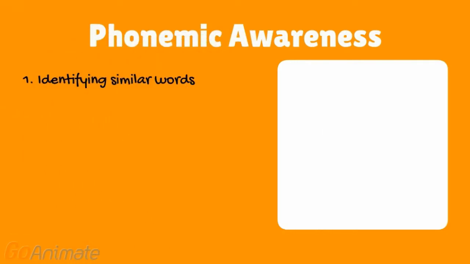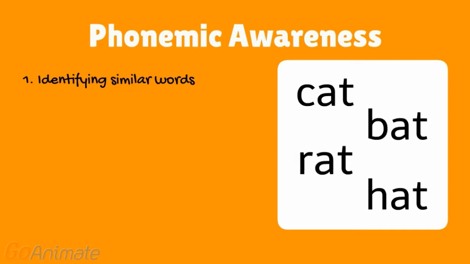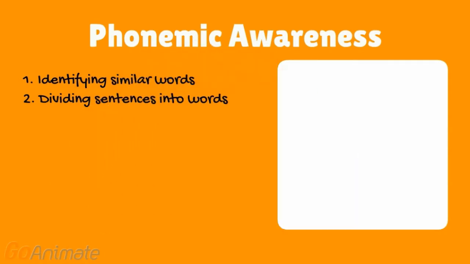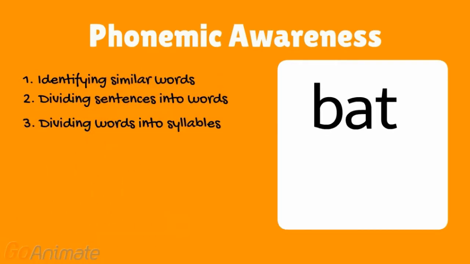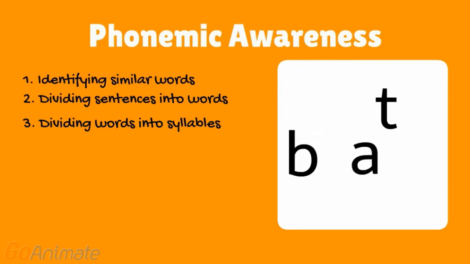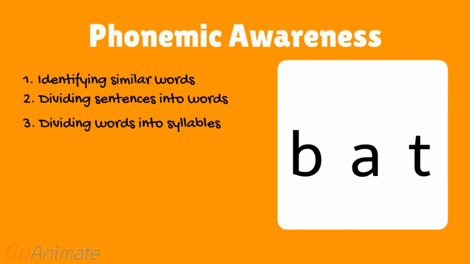Identifying words that sound similar, like cat, bat, rat, and hat. Dividing sentences into words. For example, understanding that the cat is black is 4 different words and not just one long word. Dividing words into syllables. Bat will be separated into b, a, t. Bat.